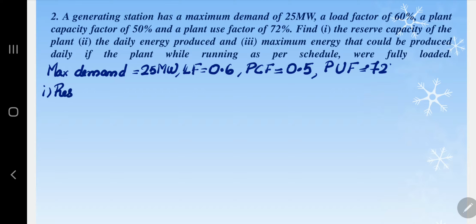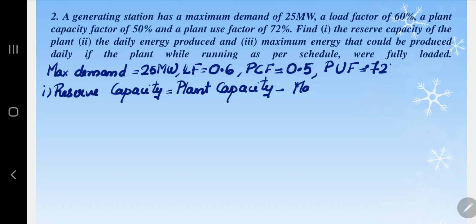So what is the equation for the reserve capacity of a plant? The reserve capacity is equal to plant capacity minus the maximum demand.